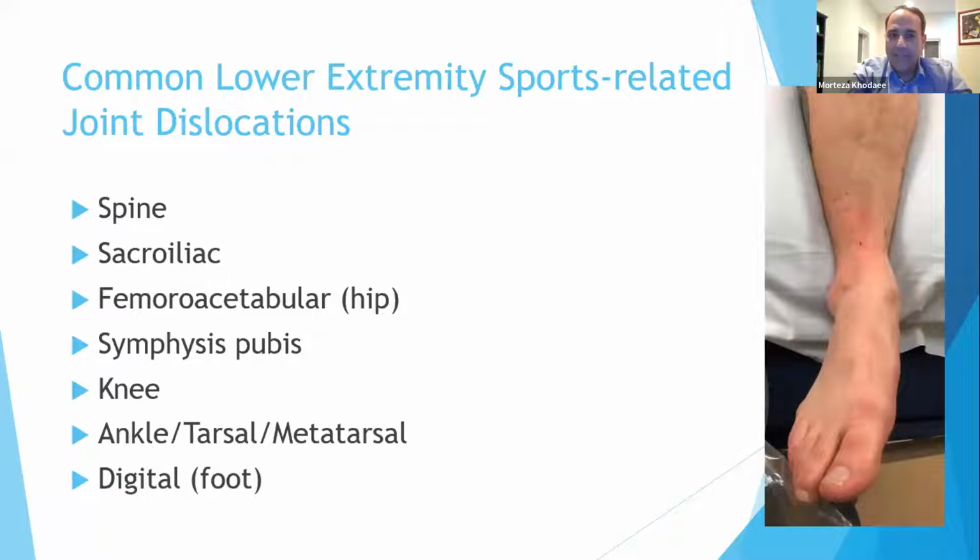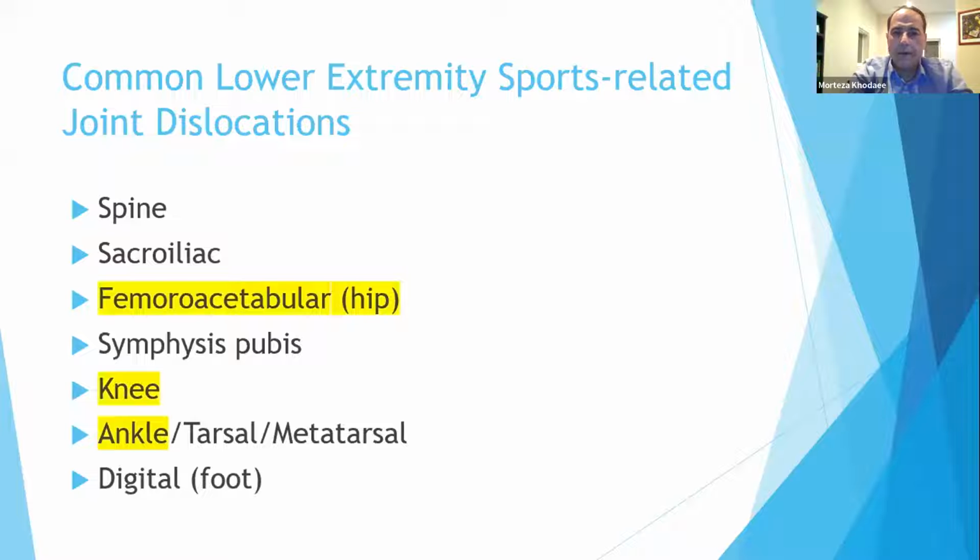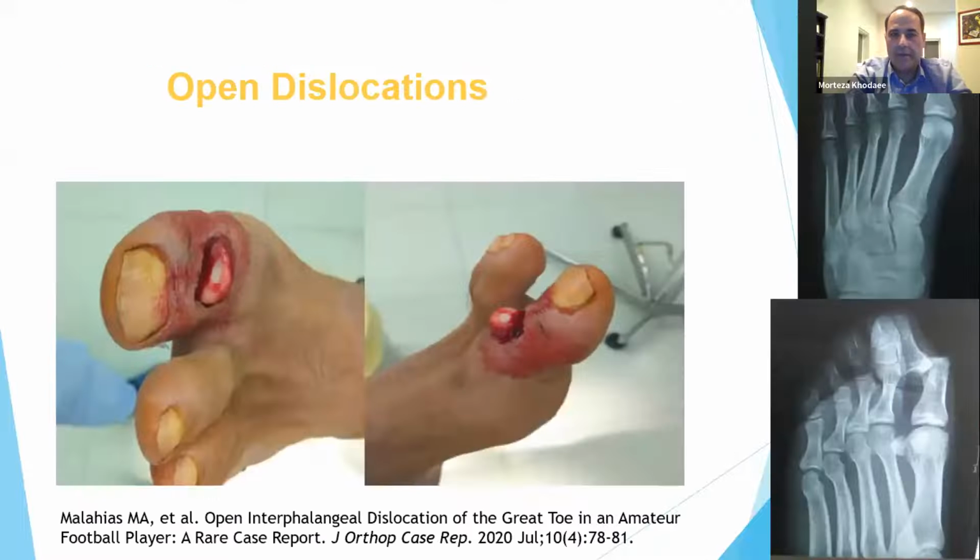These are potentially lower extremity dislocations, but I guess spine and SI, they're not technically lower extremity. And the symphysis pubis in general, probably not. And usually we see them in severe trauma. We've got to focus on 3 areas: hip dislocation, knee dislocation, and ankle dislocation.